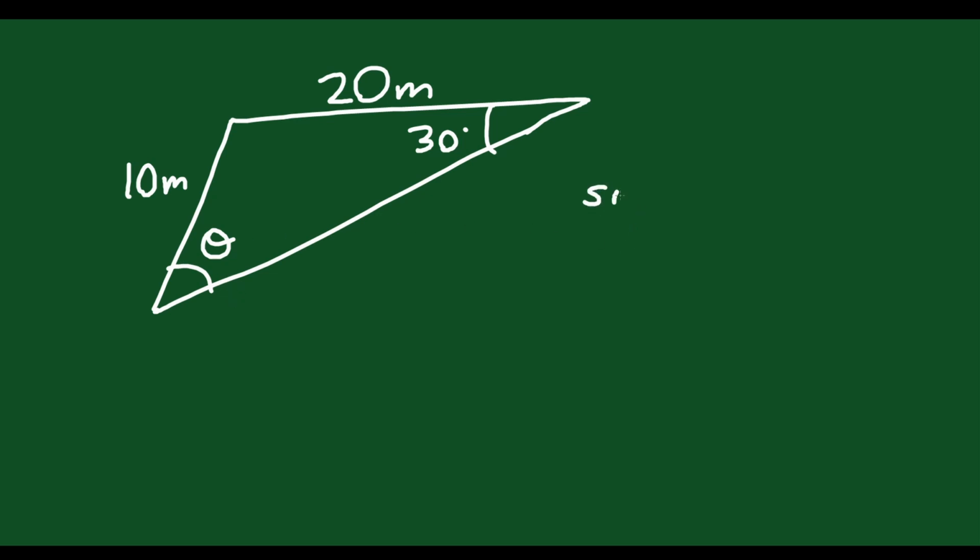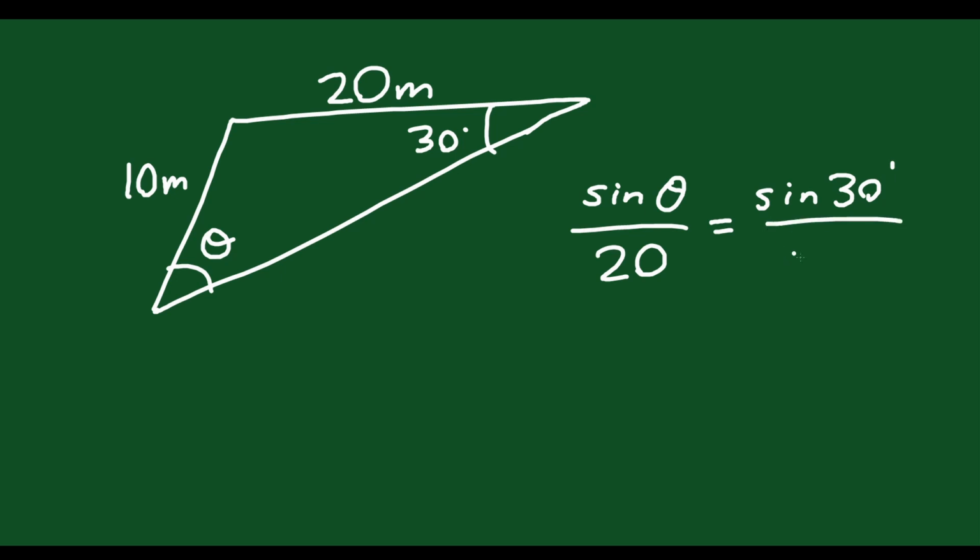So you can do sine theta over 20. See, this time I'm putting the sine on top because I'm trying to solve for theta, so I want the theta on top of my fraction just to keep it easy, right? You don't have to, but keep it simple. And that's going to equal, well, I'll use the other pair of information I have here, sine of 30 degrees divided by 10 meters, right? And then you solve for theta.